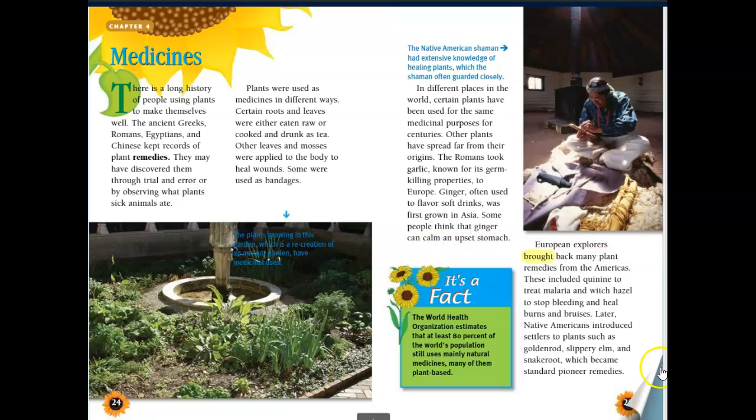European explorers brought back many plant remedies from the Americas. These included quinine to treat malaria and witch hazel to stop bleeding and heal burns and bruises. Later, Native Americans introduced settlers to plants such as goldenrod, slippery elm, and snakeroot, which became standard pioneer remedies.